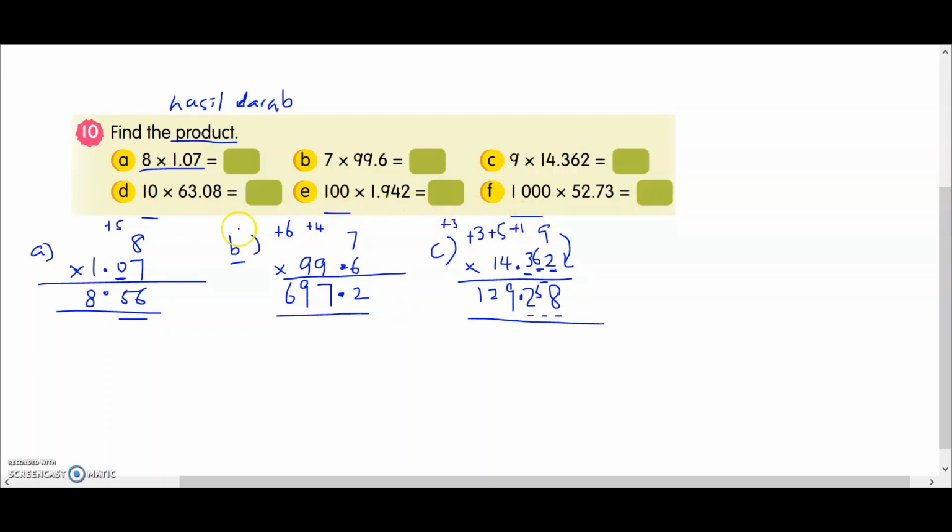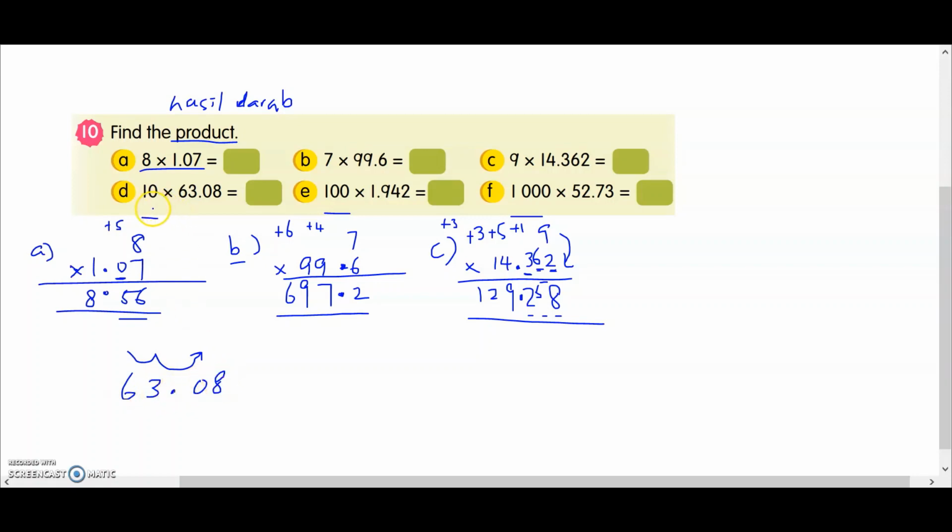Okay, for D, E, and F, this is very simple because we times 10, 100, and 1000. So we look at the number of zeros and we move the decimal point. Now for times, the numbers get bigger or smaller? It gets bigger. So when it gets bigger, we move the decimal point to the right.